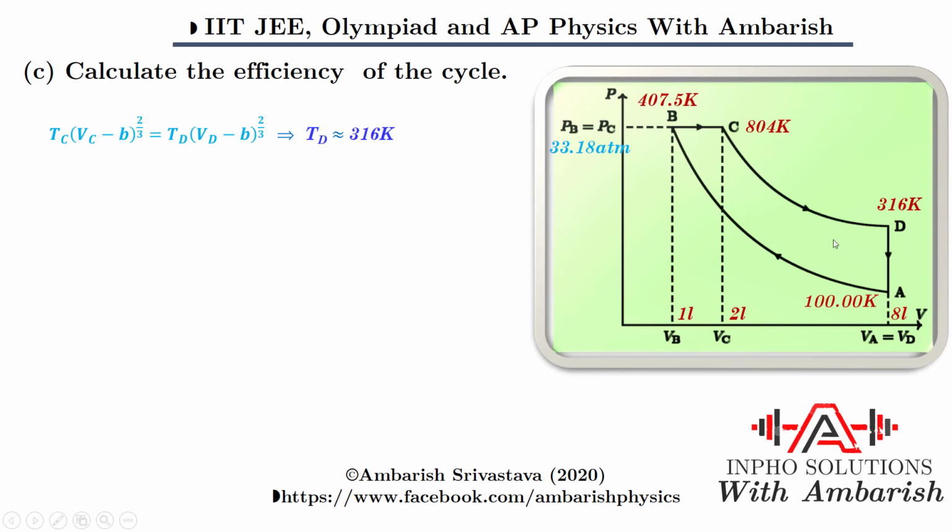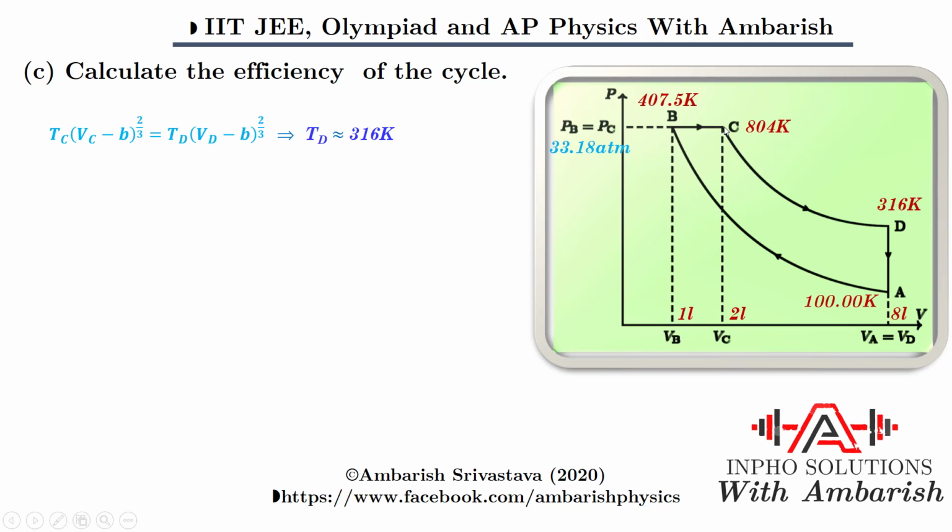Okay, and for that we will need to calculate some other quantities first. So let's see what are the quantities that we need to calculate for these values. One thing we'll be needing is the temperature at D, because from D to A the heat rejected will be n Cv delta T, right? So for delta T you need to know the temperature at D. So this 316 Kelvin we are evaluating now. How are we evaluating it?